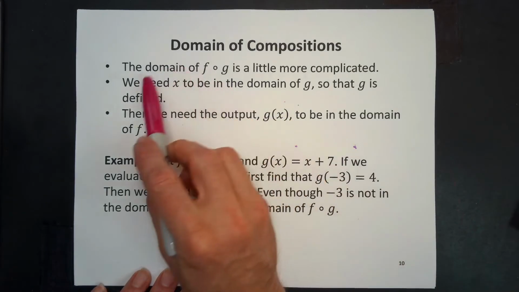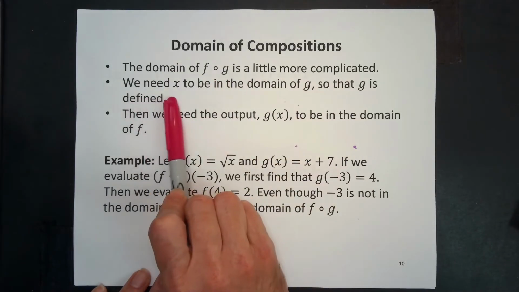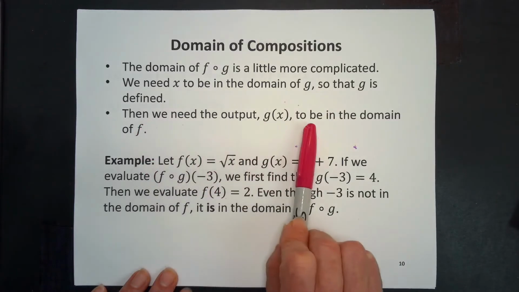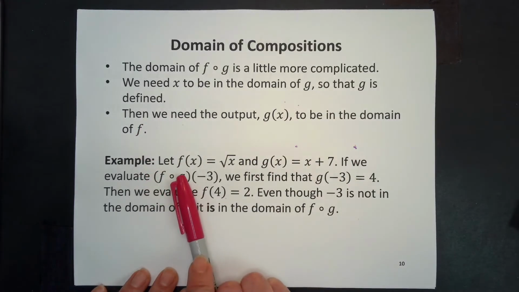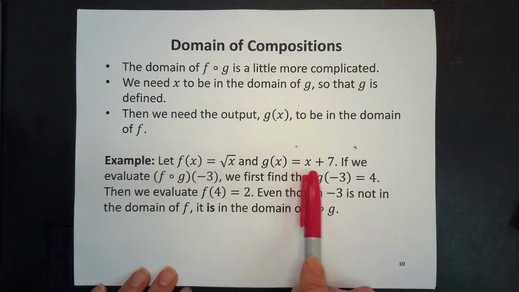So the domain of composition, the domain of f composed with g, is a little bit more complicated. We need x to be in the domain of g so that g is defined. Then we need the output g of x to be in the domain of f. For example, we let f of x equal the square root of x and g of x equal x plus 7.